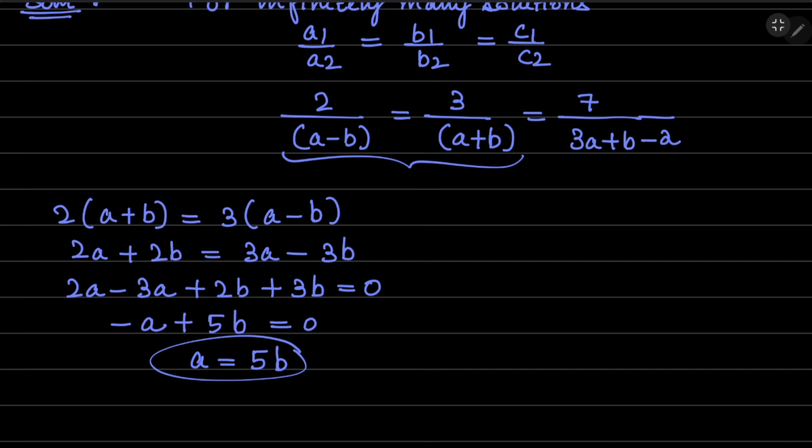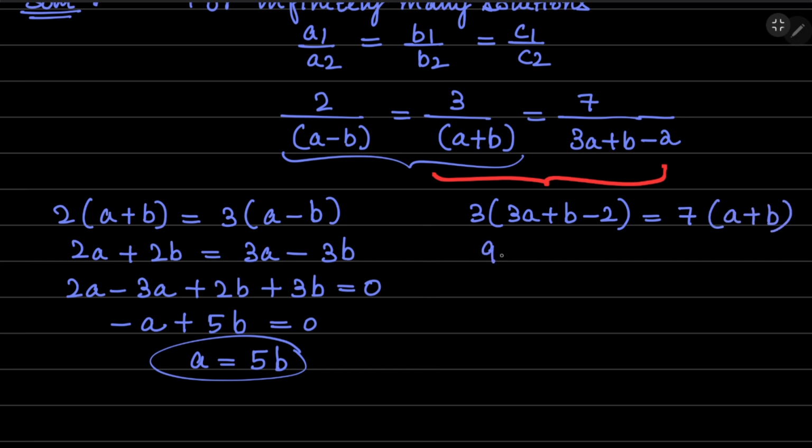Now let us take the second and the third ratio, and let us cross multiply them. So what do you get here? 3 multiplied by 3a plus b minus 2 is equal to 7 multiplied by a plus b. Open the bracket, so 9a plus 3b minus 6 is equal to 7a plus 7b. You have to be very careful when you're multiplying it.